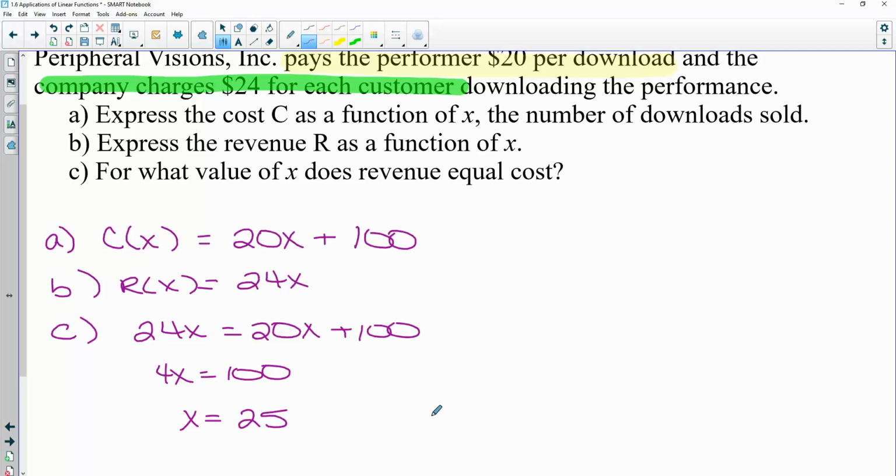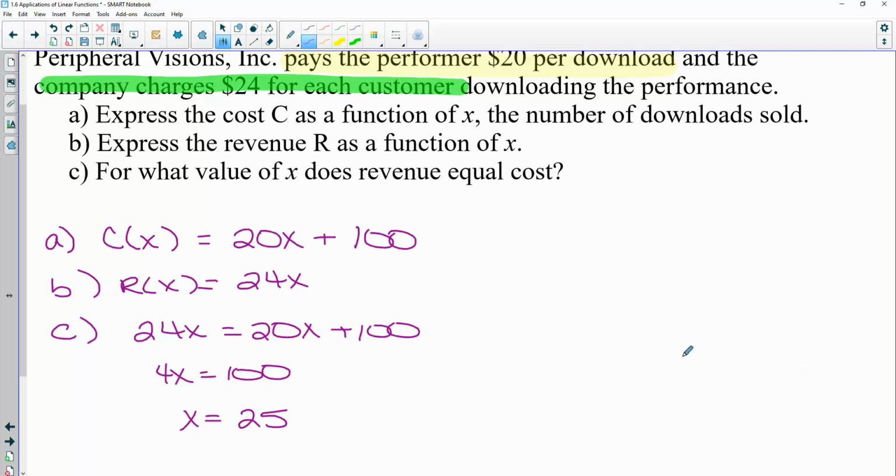So what does that mean? And you sell 25. To break even, to where you're covering your costs, but not making. Right. And if you sell more than 25, what happens? You've made a profit. If you sell less than 25, you lost money on the deal. Okay? So 25 downloads is what we would need to break even here. All right. Any questions on that?